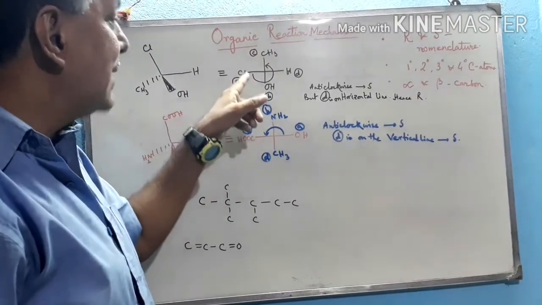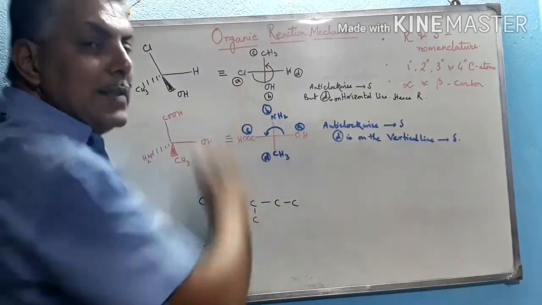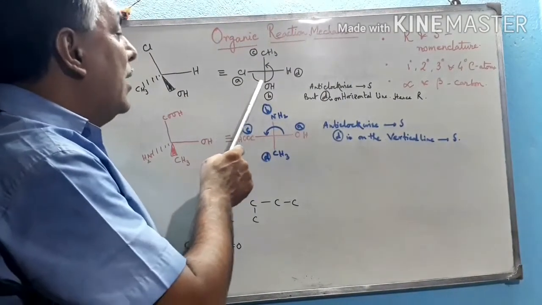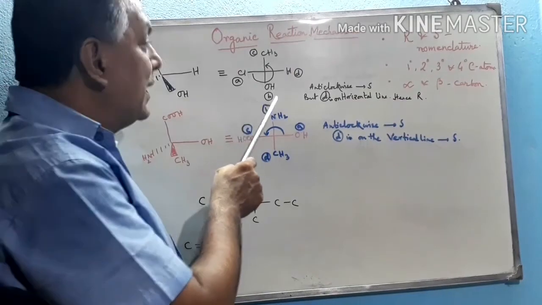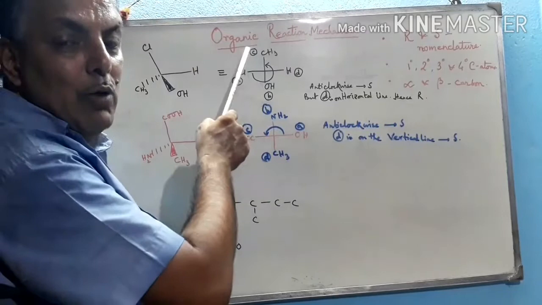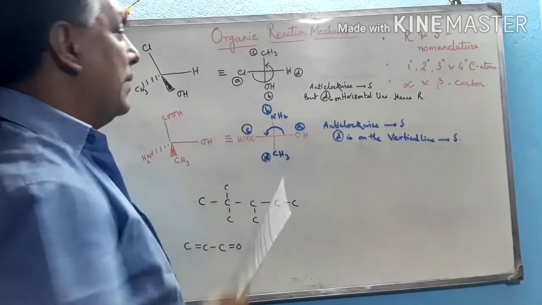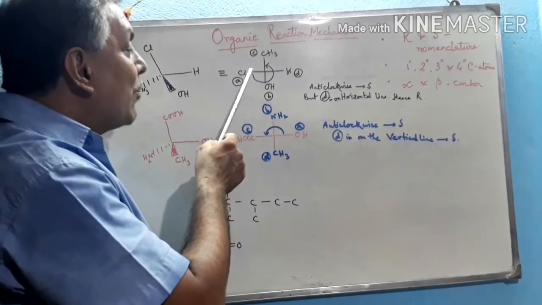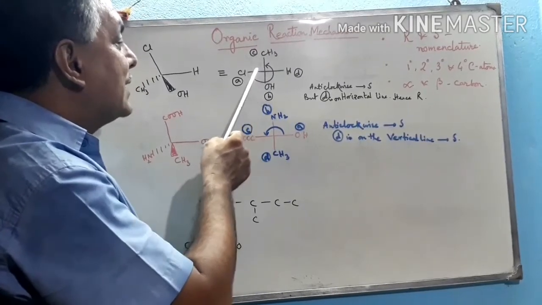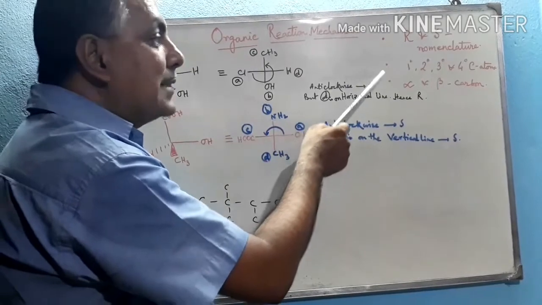Now, if we assign them as A, B, C, D, see that the maximum mass containing group is Cl, 35.5. This is the maximum mass containing group, denoted by A. Oxygen has mass 16 and carbon 12, so B will be oxygen, that means OH group. C will be CH3, that means 12. Now hydrogen becomes D. If we rotate our finger from A to B to C, then see that it is anti-clockwise. If it is anti-clockwise, then it is assigned as S.